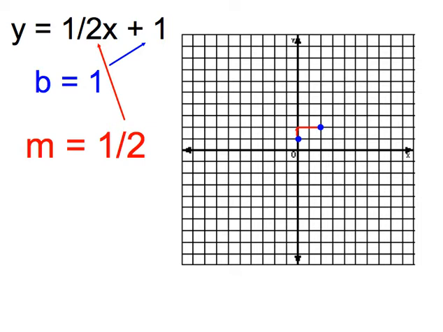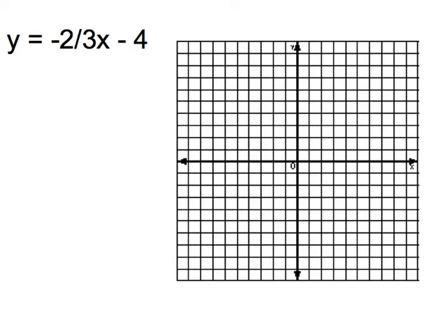Then I'll do another up 1, over 2, plot another point, and I always like to have at least 3 points because then I know that the line is going to be straight and I can tell if I made a mistake somewhere in the middle. So I'm going to put a straight line through there, and we need arrows on both ends of that line because this line does go on forever.